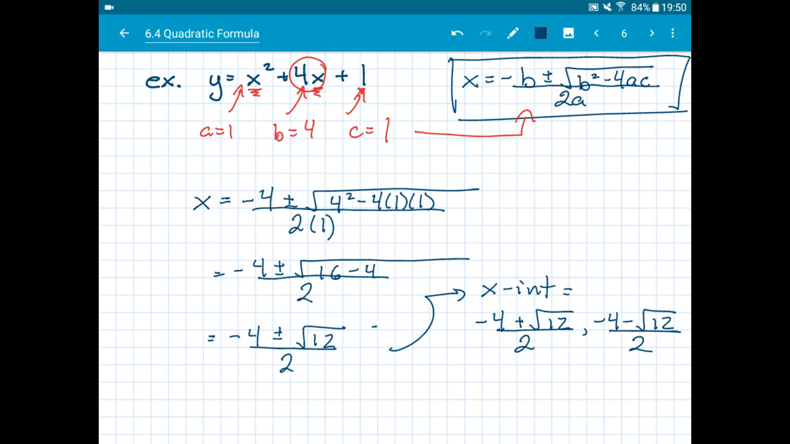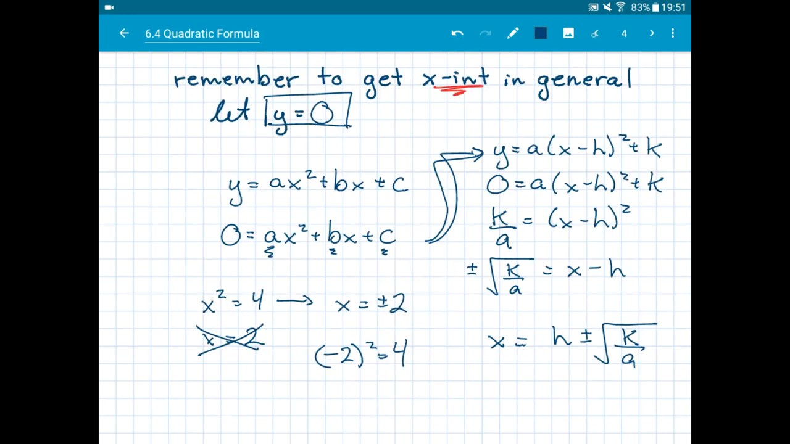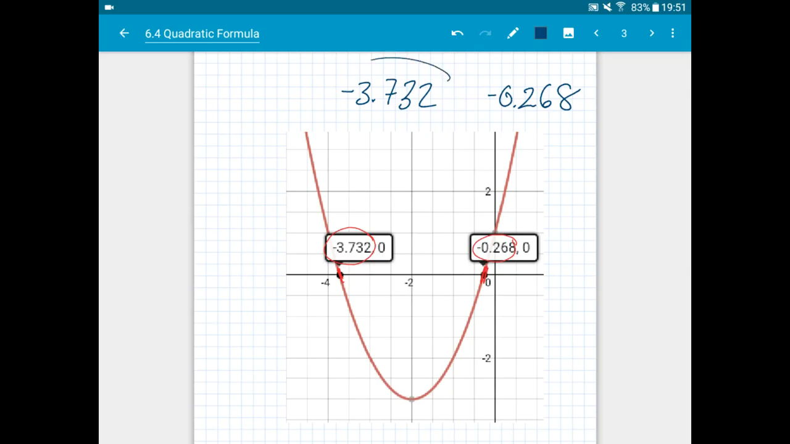If you're doing a word problem where you have to identify a numerical value, money, time, something, you would never tell someone that, you know, you have minus 4 plus the square root of 12 over 2 dollars. So you would have to put it as a decimal. Okay, if you do that, and it's a useful exercise to evaluate these things, you'll find that it gives us exactly the same two x-intercepts that we had originally.